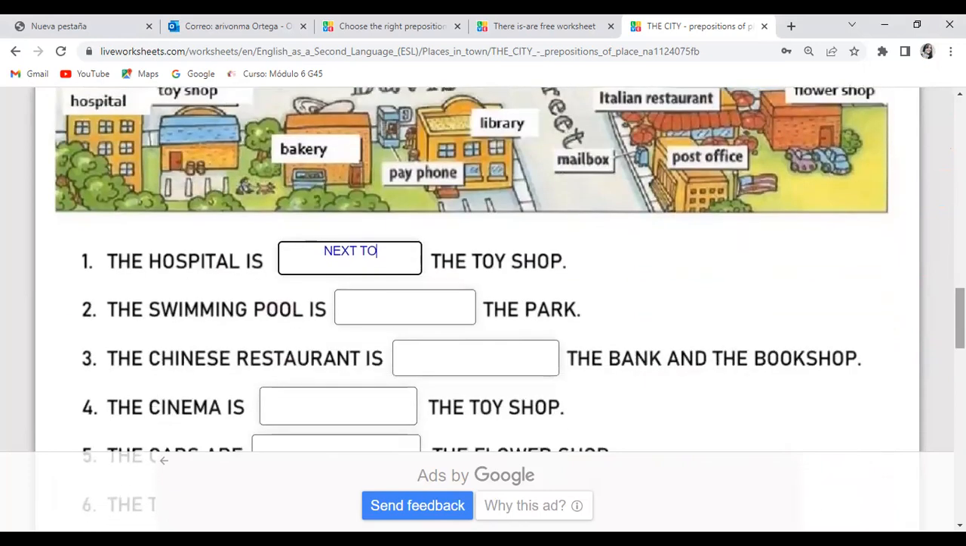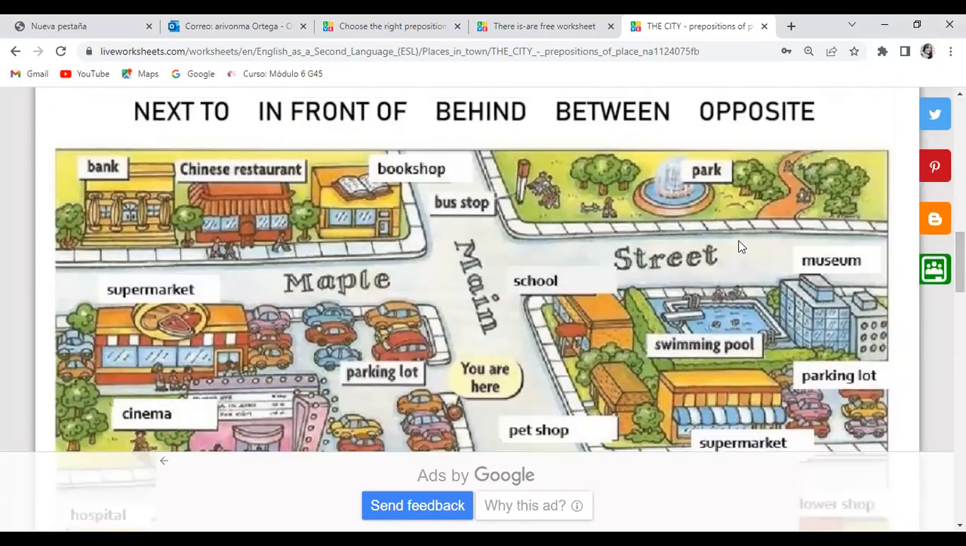What about the next one? The swimming pool is the park. See, here is the swimming pool. This is the swimming pool and this is the park.